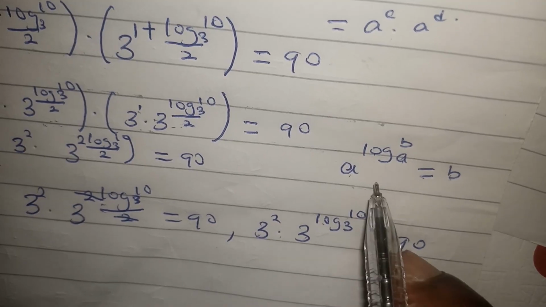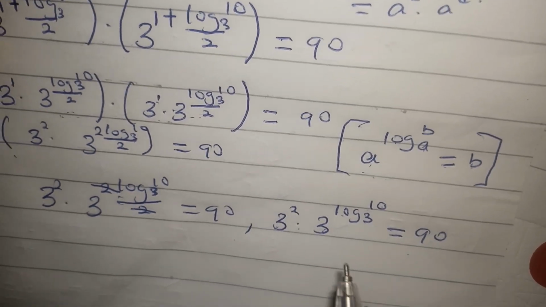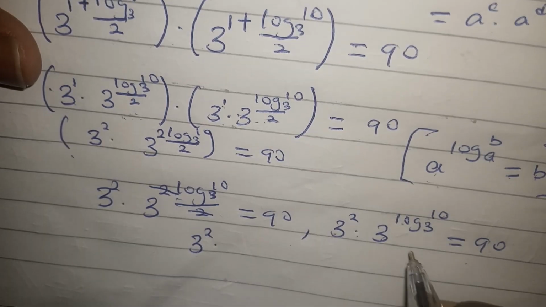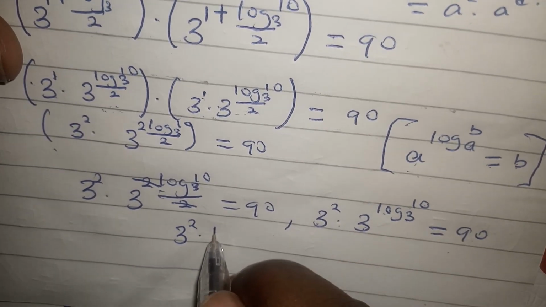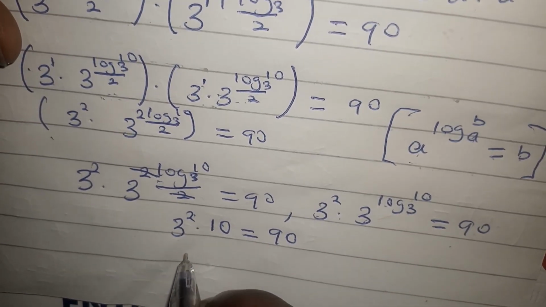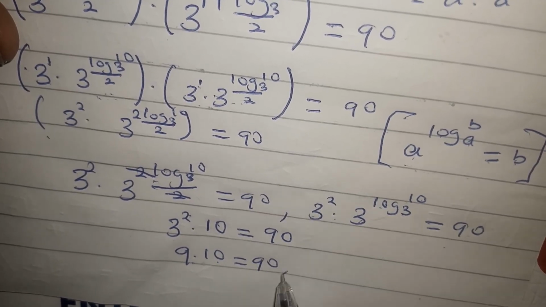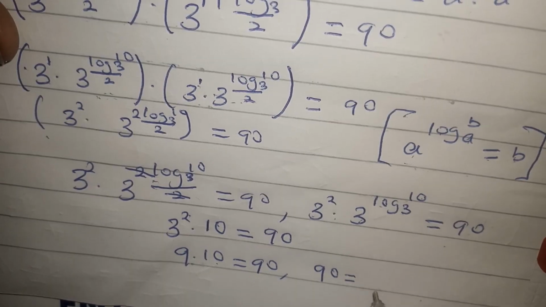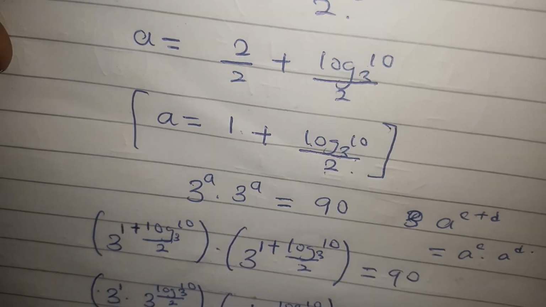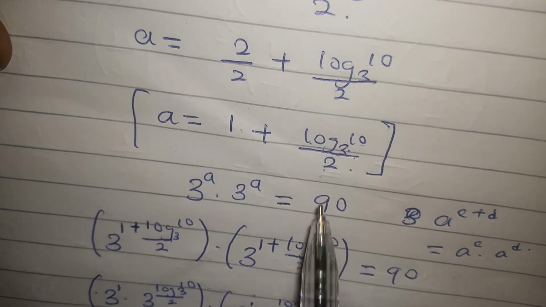If we put this rule at this part, we now have 3 to the power of 2 times 10 equals 90. So 3 to the power of 2 gives us 9, and 9 times 10 equals 90. So 90 is equal to 90. You can see that the value of a in this challenge is correct. So our a is equal to 1 plus log 10 to base 3 divided by 2. So this is the value of a.